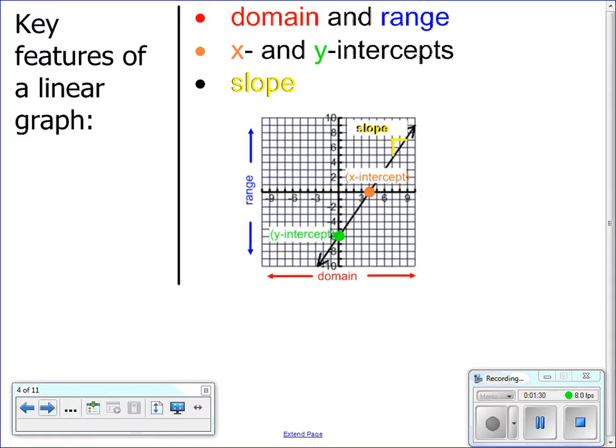Key features of a linear graph: we need to know the domain and range. So our domain is all of the x values that our graph will use, and our range is all of the y values that our graph will need. The slope is the steepness of the line.